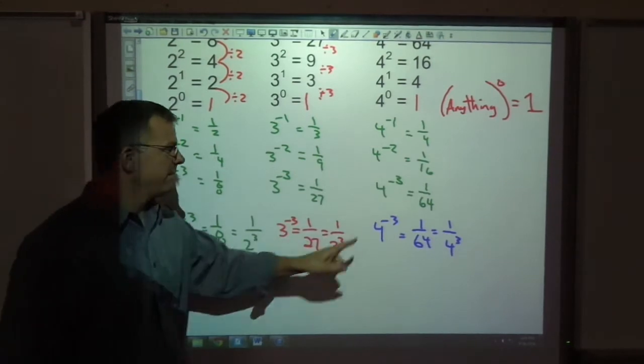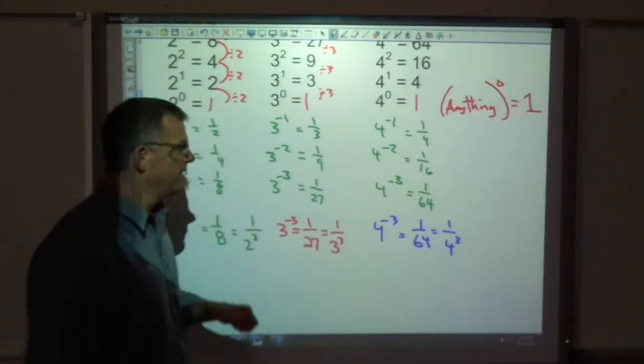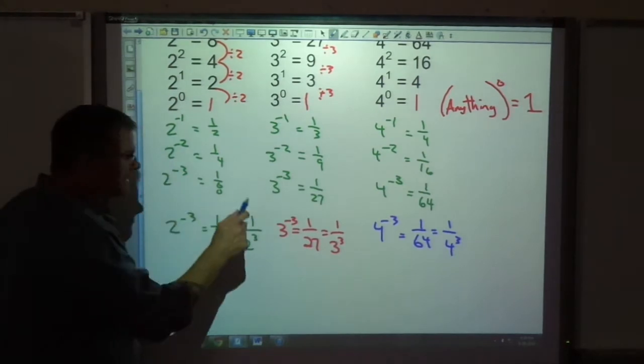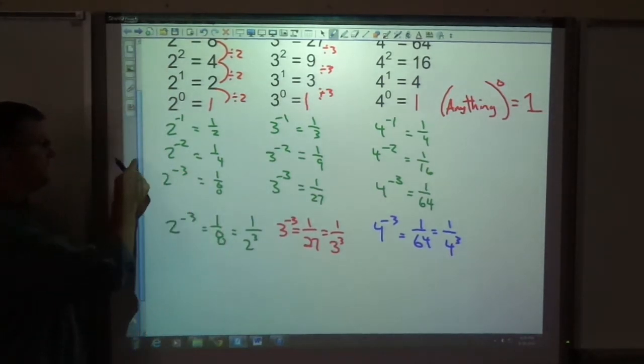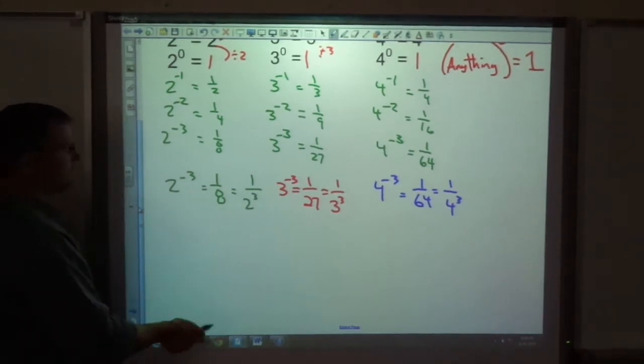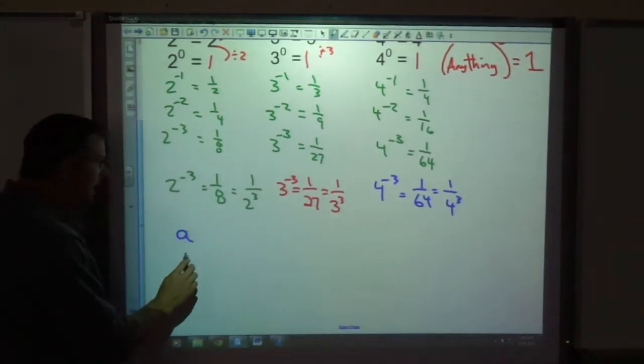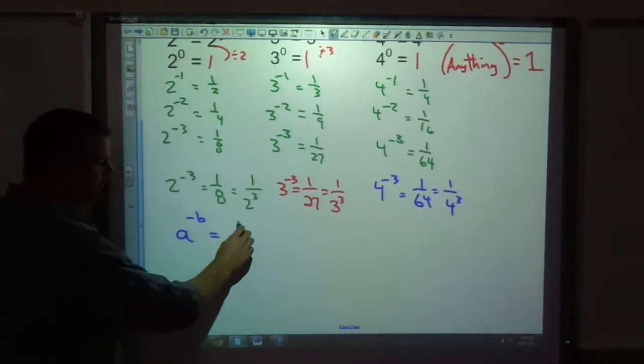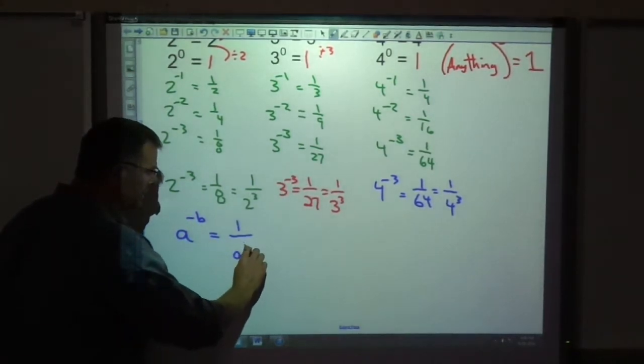Negative, positive, negative, positive. So it looks like any negative exponent means the reciprocal of the positive exponent, putting it in the denominator. So a to the negative b power looks like it equals 1 over a to the b.